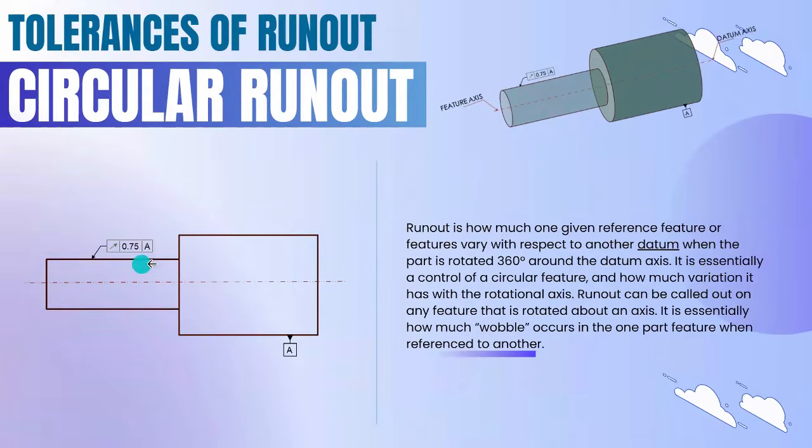For this smaller dia, they have given a runout symbol. Tolerance is 0.75. Datum is A. So the cylinder center axis is the datum. So we're going to check this cylinder runout.